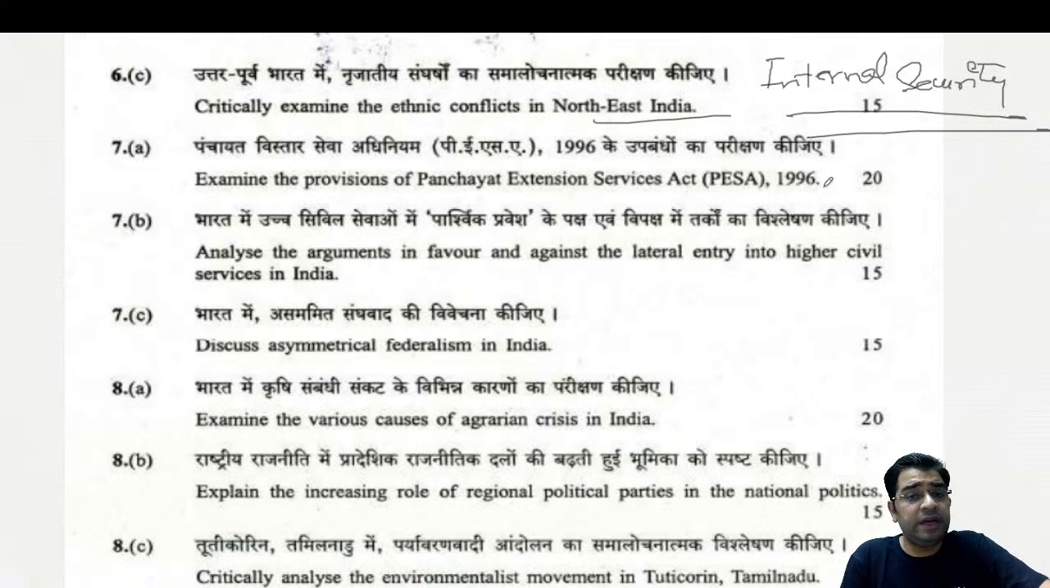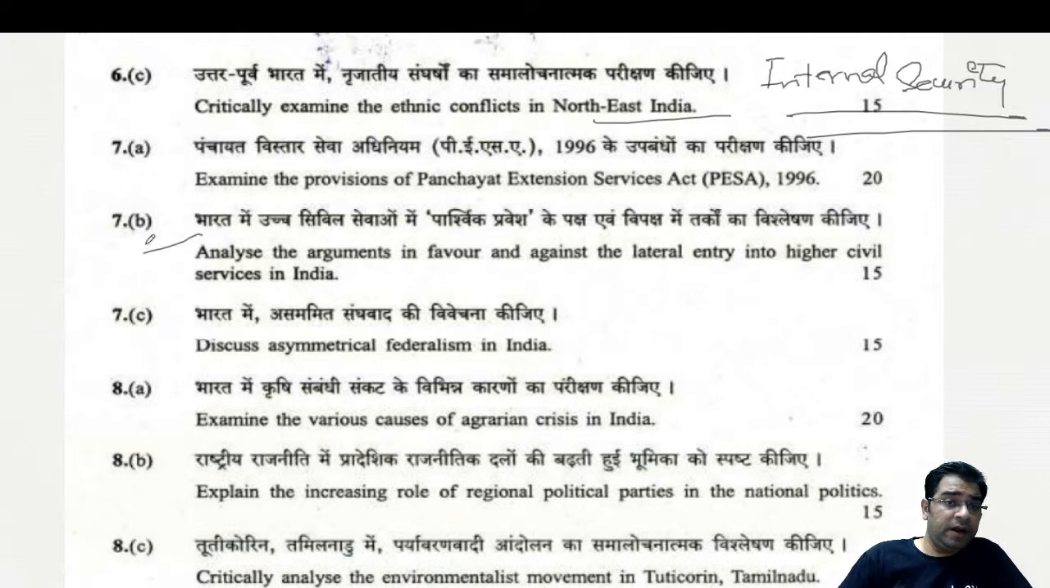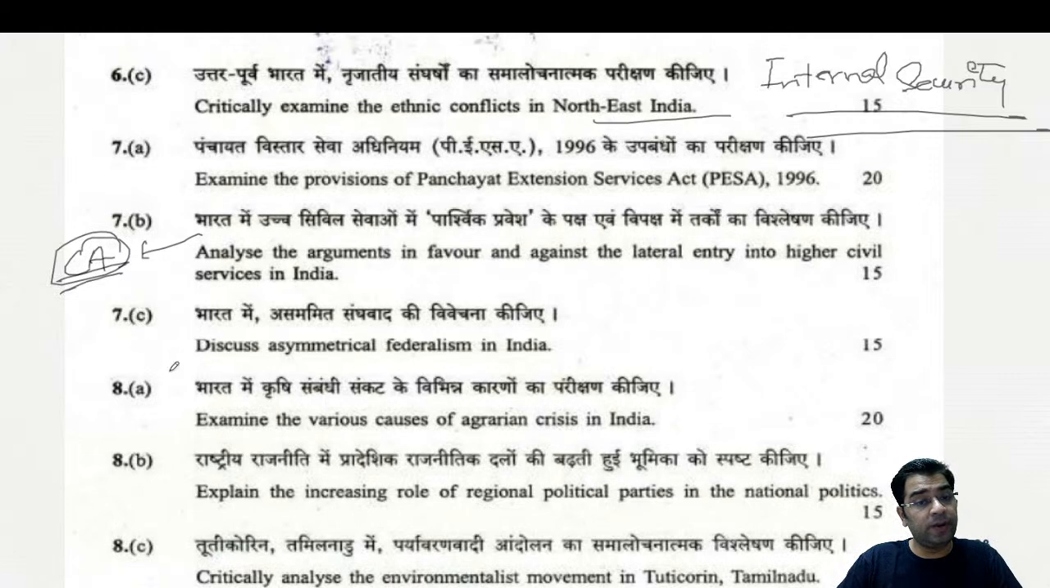Okay. Then you have arguments for and against lateral entry system. So this is nothing but current affairs. Lateral entry system is nothing but current affairs. You must be doing it in your GS as well.